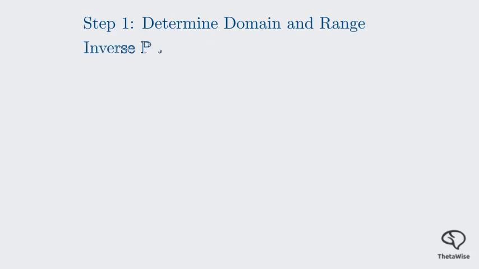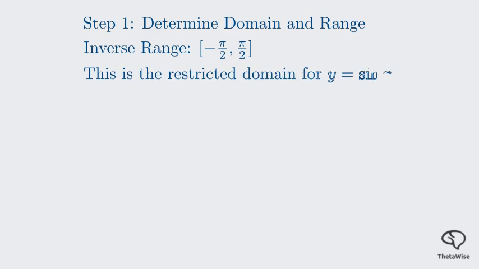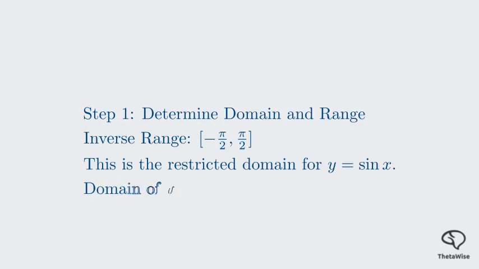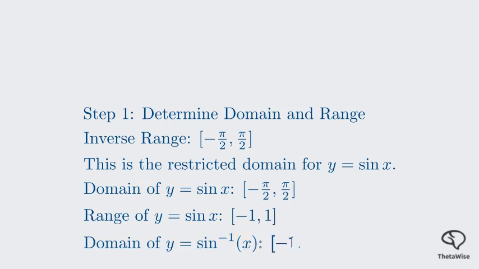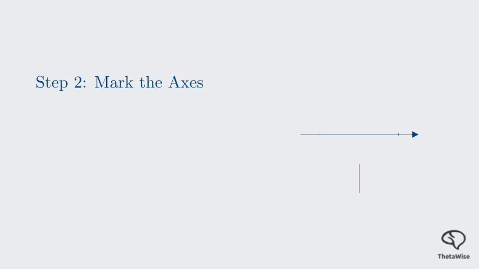Step 1. Determine the domain and range. We are given that the range of the inverse graph is the closed interval from negative pi over 2 to positive pi over 2. According to our rule, this range is the restricted domain of the original sine graph, y equals sin x. Now, what is the range of y equals sin x for this restricted domain? The range of the sine function is always from negative 1 to 1. This means the domain of our inverse function, y equals sine inverse of x, is the closed interval from negative 1 to 1.